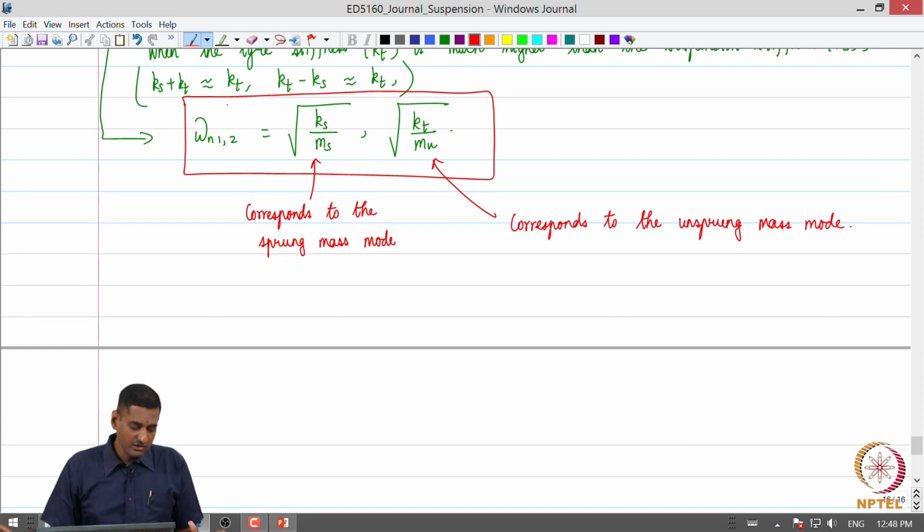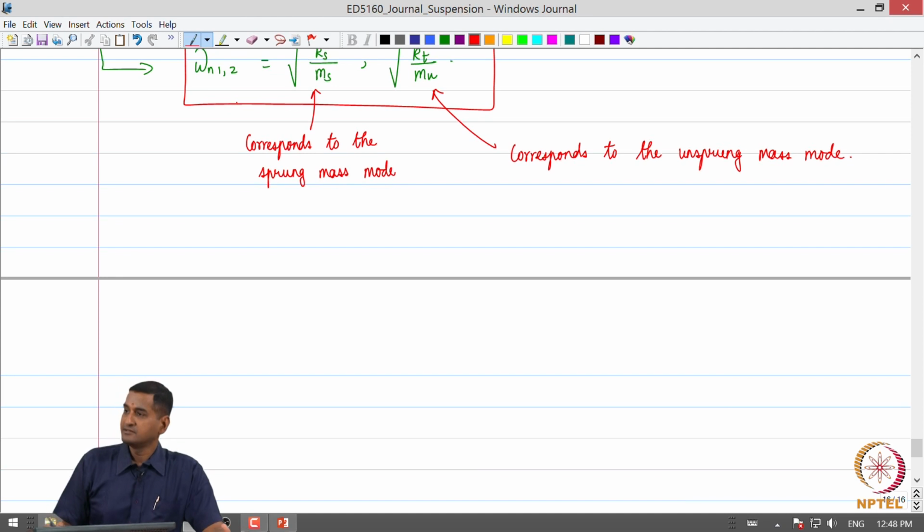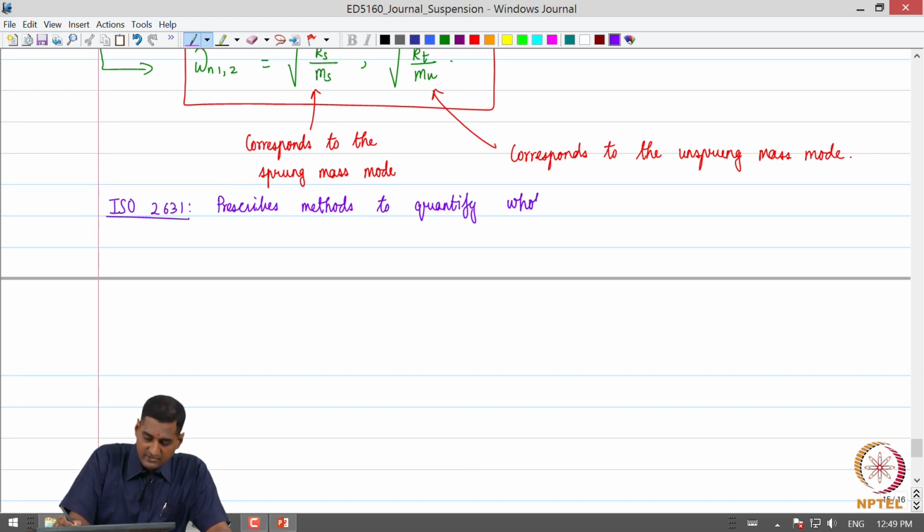Okay. So, there are some standards which are also used to evaluate the corresponding metrics associated with the vibration levels, since we are discussing ride comfort. So, let us identify these standards. So, there is a standard ISO 2631, okay, that prescribes methods to quantify whole body vibrations, whole human body vibrations.